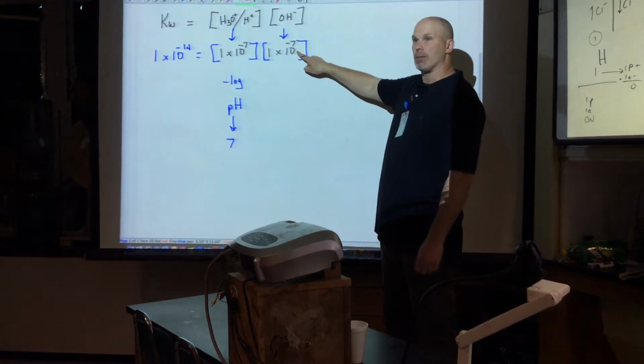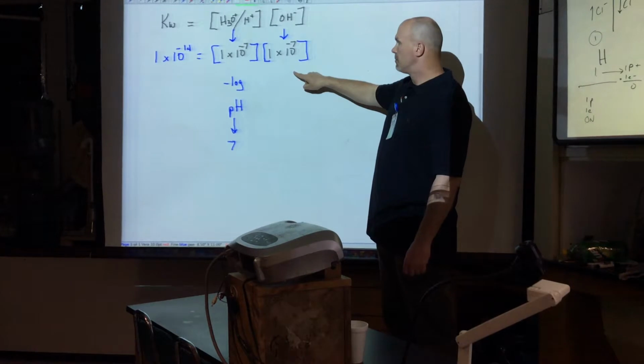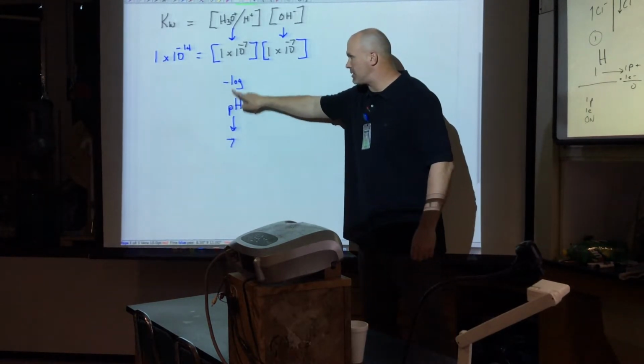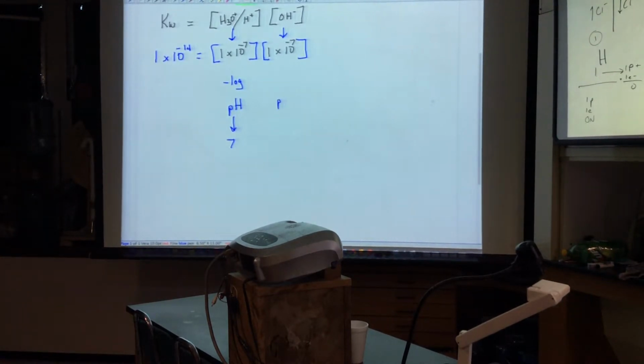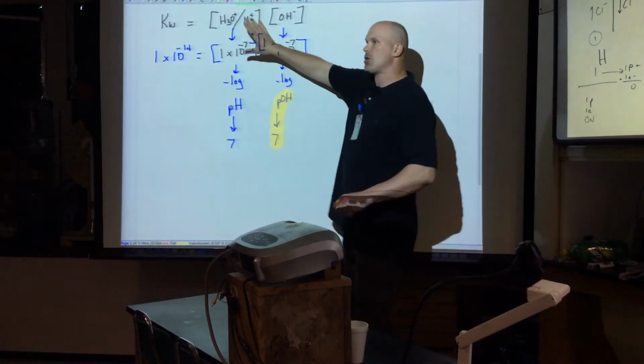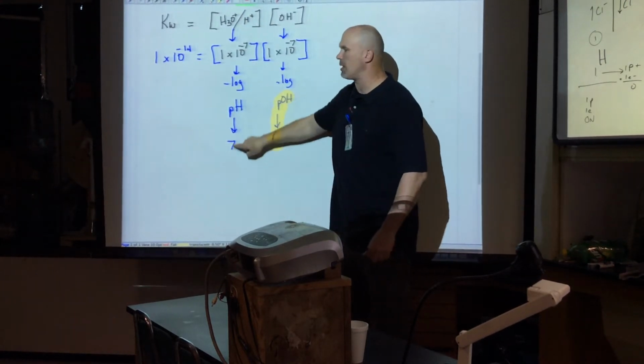Do not pick this one, although it'd be the same number in this case. Anyone know what this would be if I did negative log of this? P means negative log. It'd be the pOH. We don't want the pOH, I want the pH. But this is the pOH. So negative log of this number would also give me 7 in this case. Now, we do not normally talk about the pOH. But what do you have to know? The pH is about the H's, the H pluses. I don't want the pOHs. Let's stay with this now.